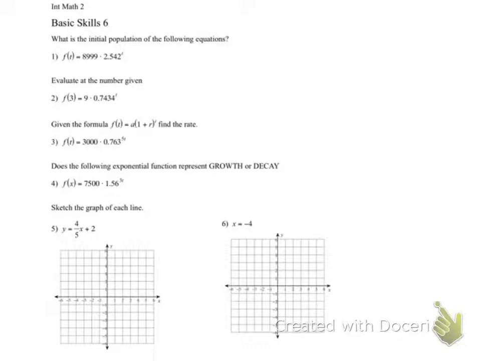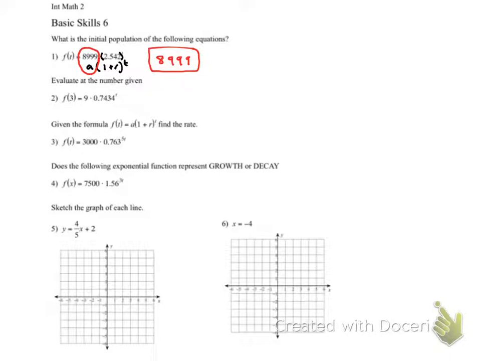So this is in the form of a times (1 plus r) to the t. Right? There's our parentheses there. The reason why they're not on this paper is because the software that we use to create these doesn't allow us to put the parentheses in there. But when we do have this equation in this form, a is always going to be our starting population, our initial population. So we're looking at 8999 as our answer. So that one you just pluck right out of there.